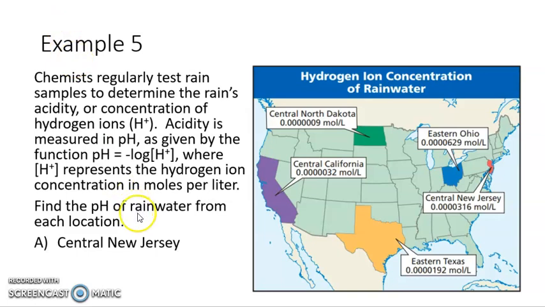So they've given us central New Jersey here in this one. All I need to do is take this number from central New Jersey and put it right here where it says H plus and type it into a calculator. So this is what that would look like. In a calculator, I type negative. I press the log button, which is like the second or third one up from the on button. I type in the decimal number they gave, and it gave me about 4.5.